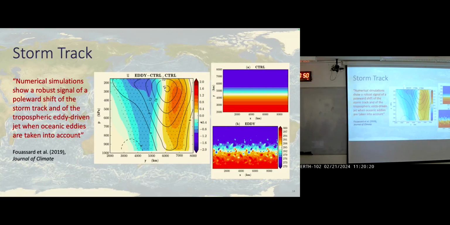So two simulations, and here I'm showing the pressure-latitude plot of the wind. That's supposed to be the upper tropospheric jet. And what they see, when they compare the simulation with eddies and without eddies, is that everything was shifted to the north. So the inclusion of these eddies results in a shift of the tropospheric eddy-driven jet.